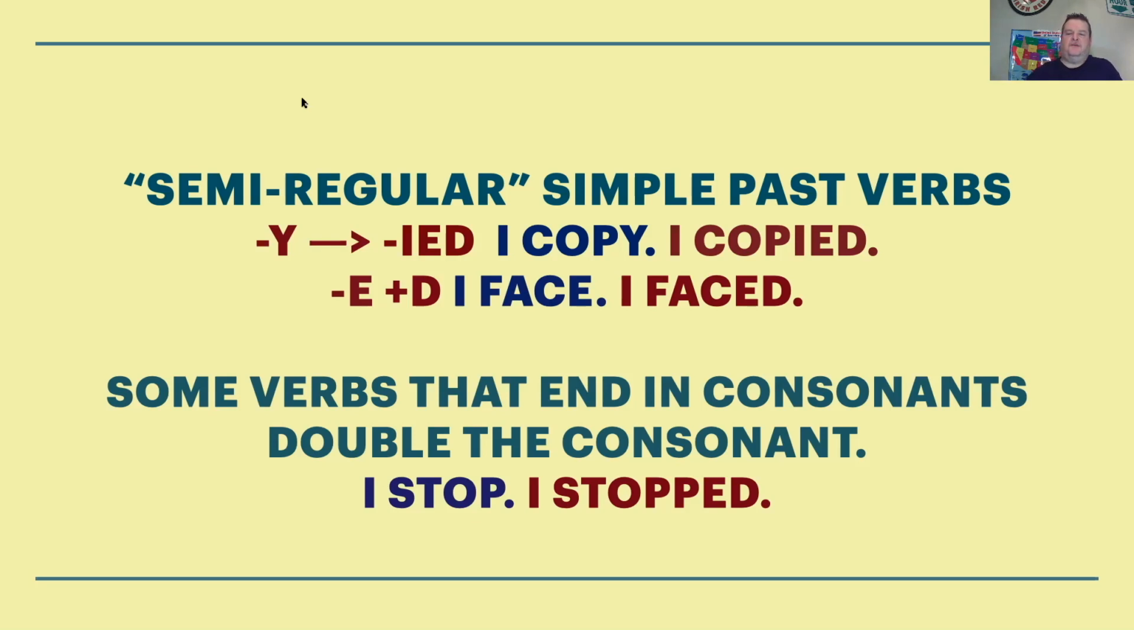There's also another instance where you'll see some verbs that end in a consonant where they'll double that consonant. This will happen in a few cases with some verbs. So for example, I stop. You don't just add the ED, you add an extra P and then ED. I stop becomes I stopped with 2 Ps. So repeat after me. I copied, I faced, I stopped.